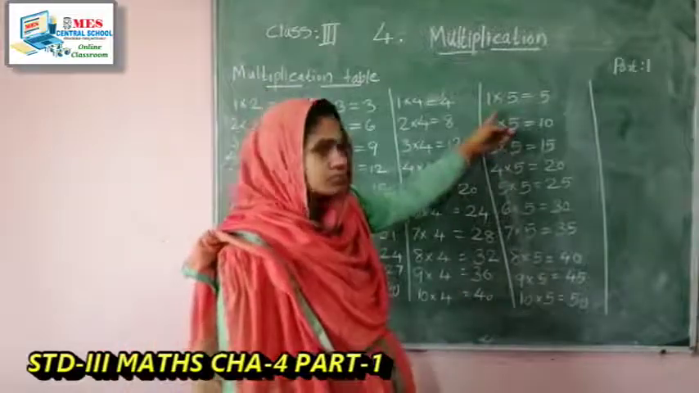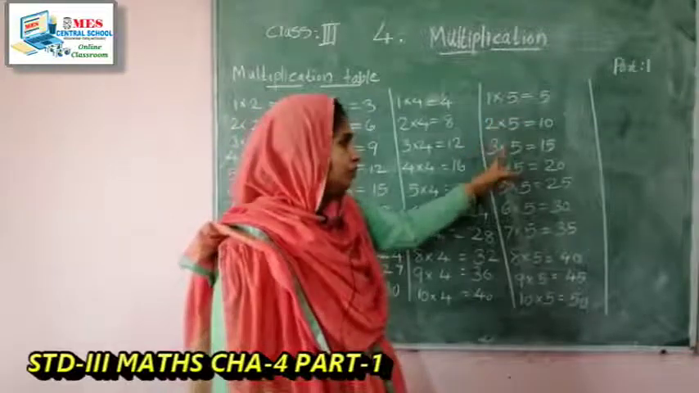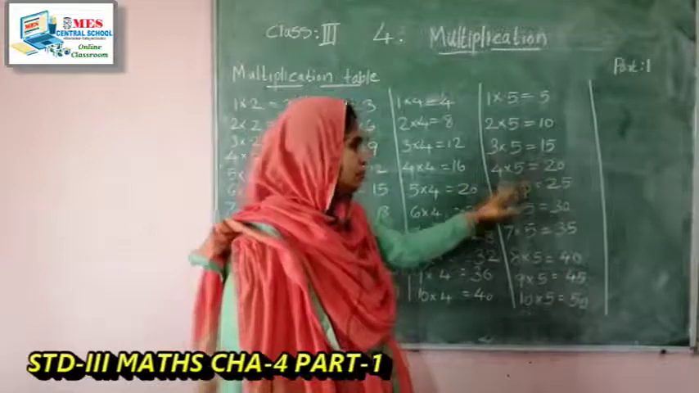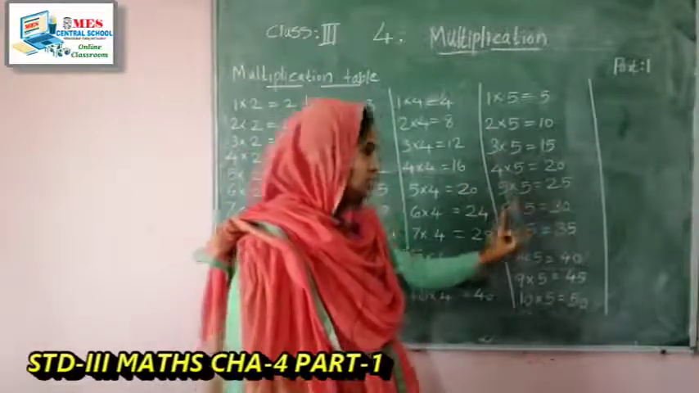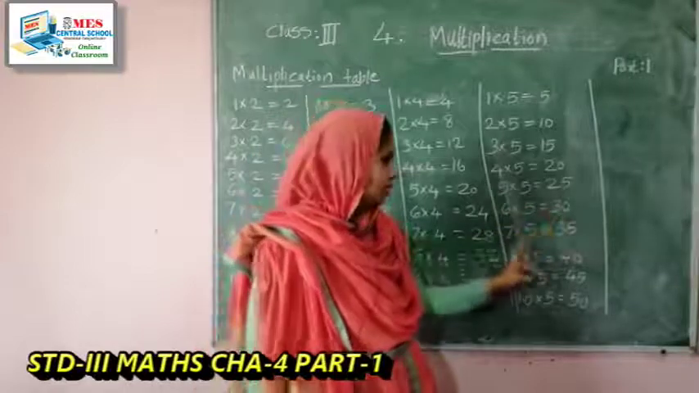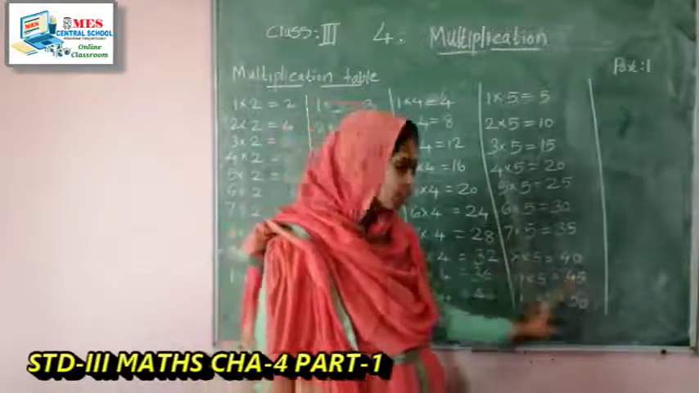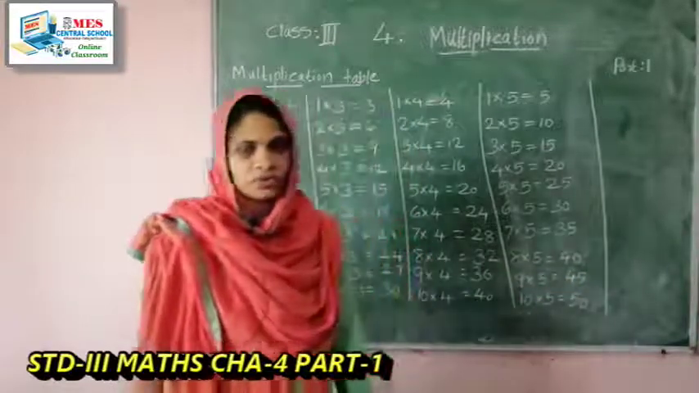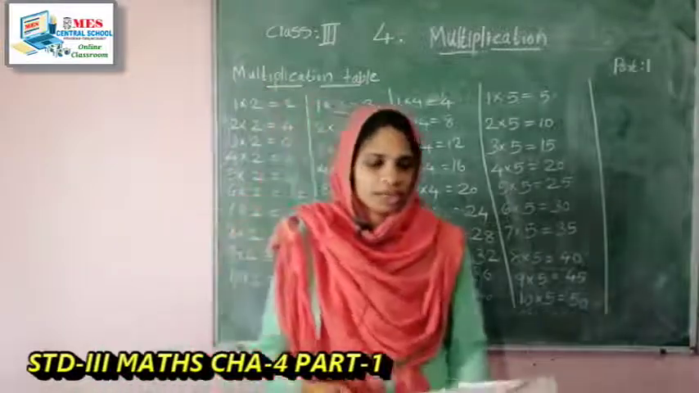Next, table of 5. 5 ones are 5, 5 twos are 10, 5 threes are 15, 5 fours are 20, 5 fives are 25, 5 sixes are 30, 5 sevens are 35, 5 eights are 40, 5 nines are 45 and 5 tens are 50. Up to 5 you have already studied the tables.